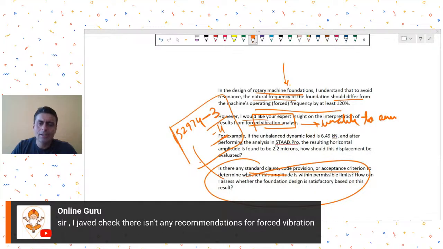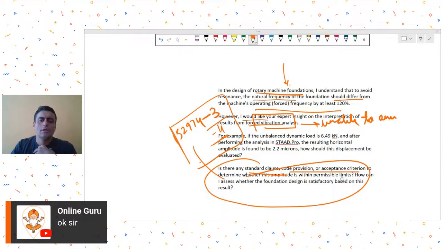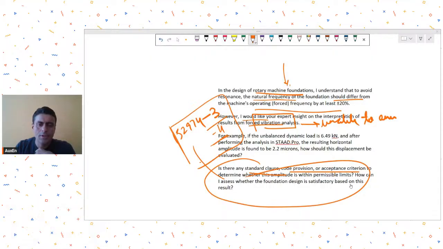Last time that I had checked these two codes, I could find some recommendations, at least for acceptability criteria, the frequency shift, the time periods, amplitudes. For these, you do get provisions. But you are saying that you did not find any recommendation. So as of now, I don't have a proper answer for this question. Okay.